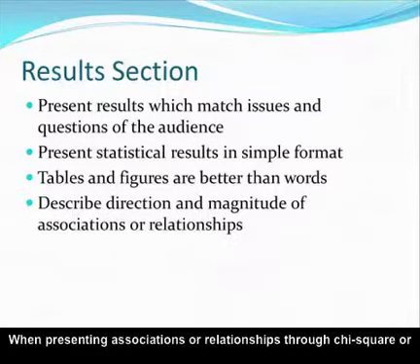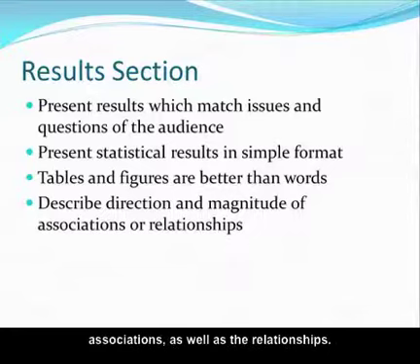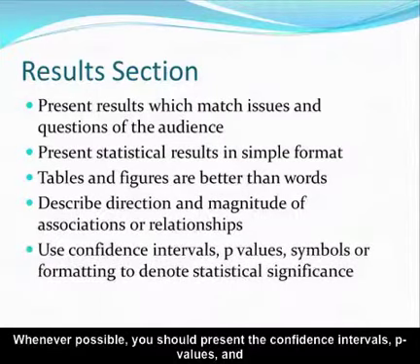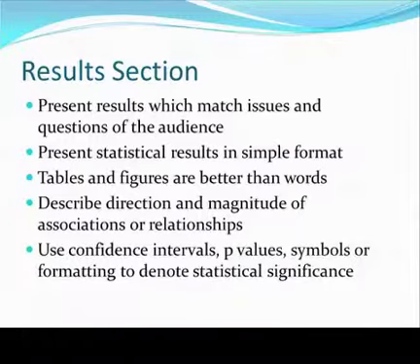And when presenting associations or relationships through, say, chi-square or correlations, you should describe the direction and magnitude of the associations as well as the relationships. And whenever possible, you should present the confidence intervals, p-values, and any symbols or formatting to denote statistical significance.